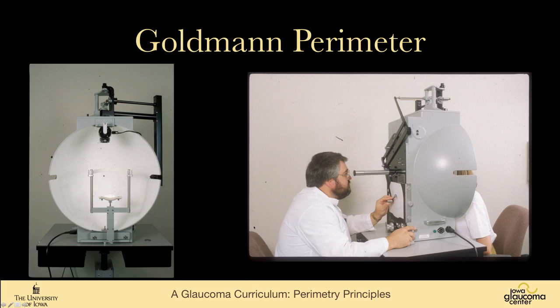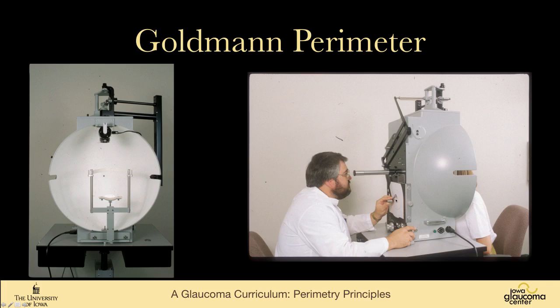So this is a Goldmann Perimeter. Patient's chin goes right here. He or she is looking at that fixation target straight ahead. The bowl is diffusely illuminated at 31.5 apostilbs, and then the technician is here with the right index finger turning on the light and moving the target until the patient responds. By looking through the telescope, the perimetrist can assess fixation and attention of the patient.